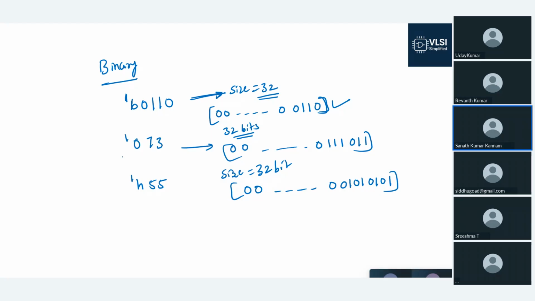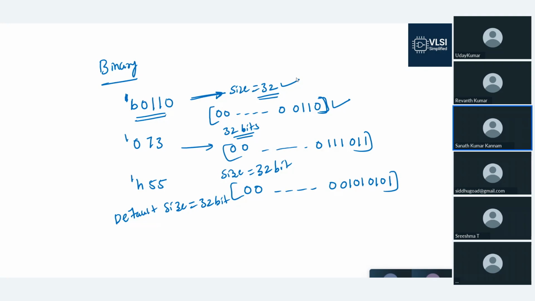So if the base is not defined, what is the default size? Default size is 32. That you need to remember. The interviewer can ask something like 'b, binary, so what is the size? That's 32. So like this, you need to do.